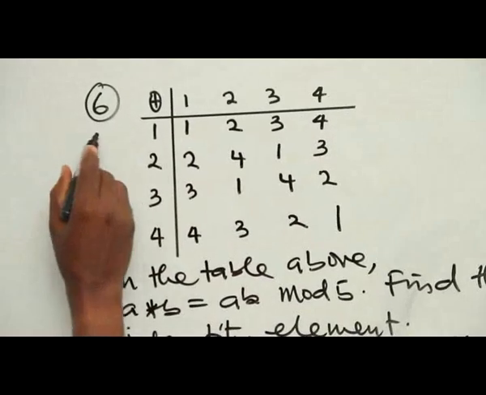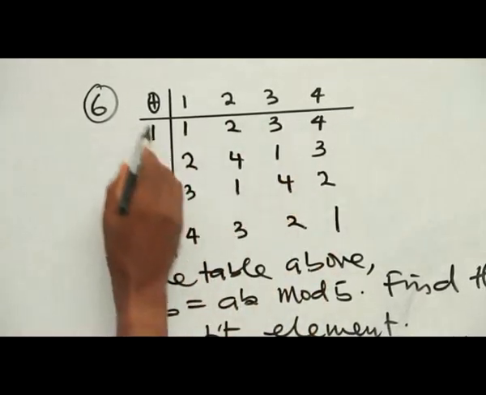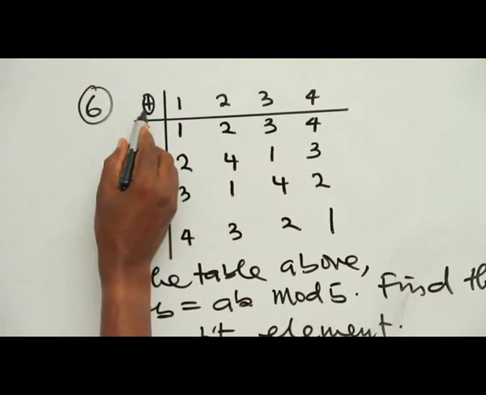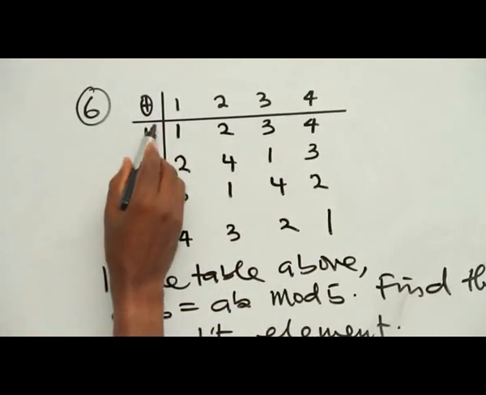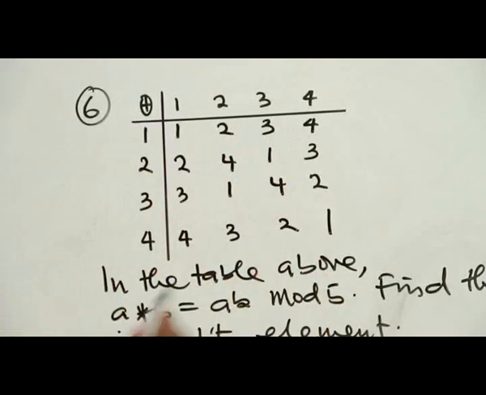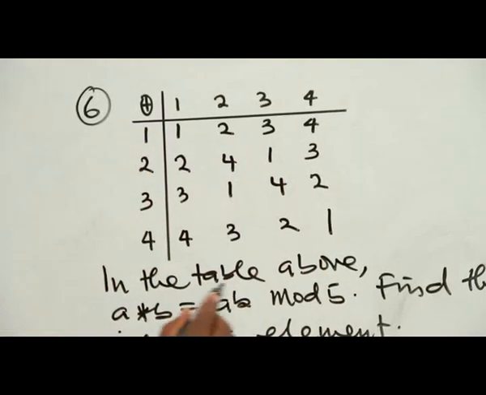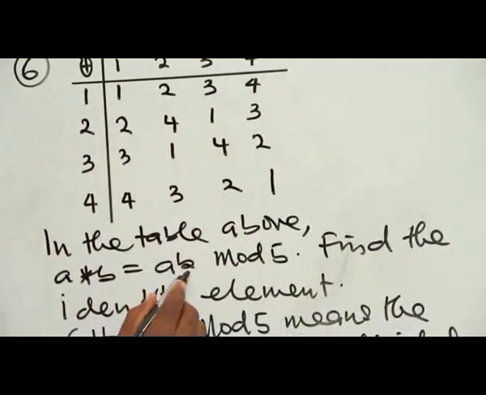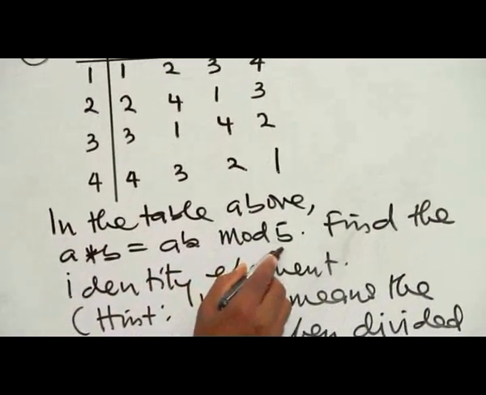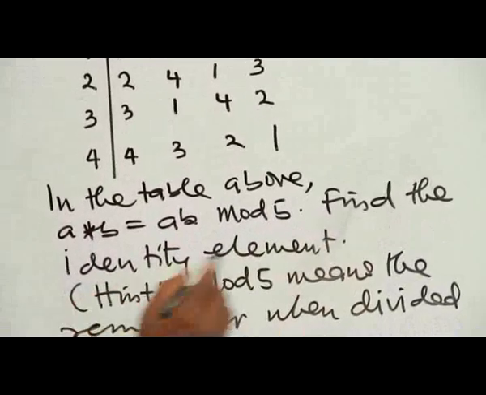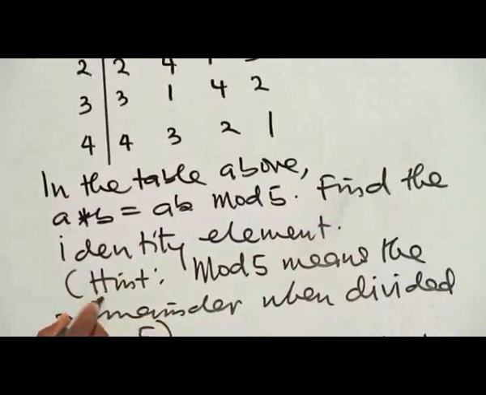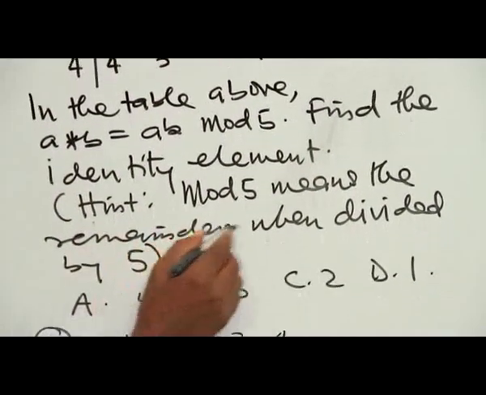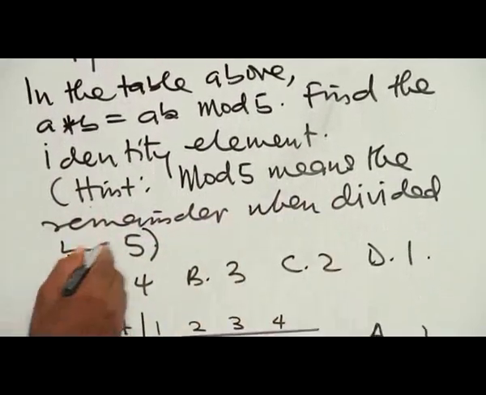For question number 6, here is another table for you. This is a binary operation table, and we have the table as you can see it here. In the table above, A operated on B is equal to A times B modulo 5. Find the identity element. There's a hint for you. Modulo 5 means the remainder when divided by 5.